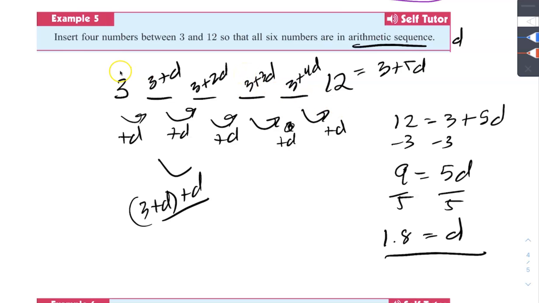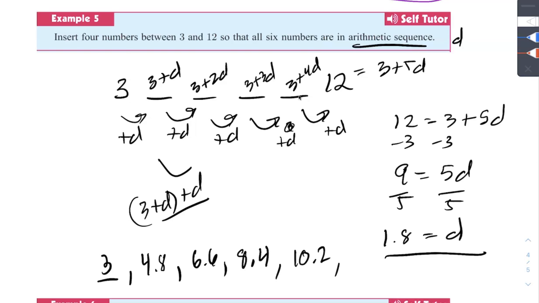So now that we know the common difference, I can find all these. This is 3, the first number. Then we're going to add 1.8 to that and get 4.8. Then we add 1.8 to that and I get 6.6. Add 1.8 to that; I'm basically adding 2 and subtracting 0.2. So that'd be 8.4. Then add 1.8 to that and I get 10.2. And if you add 1.8 to that, you get 12. So it was the right answer.